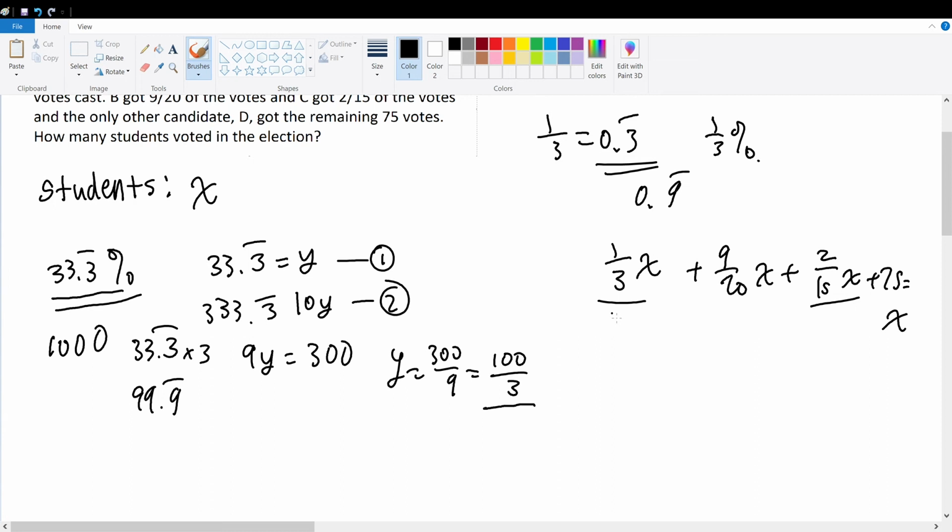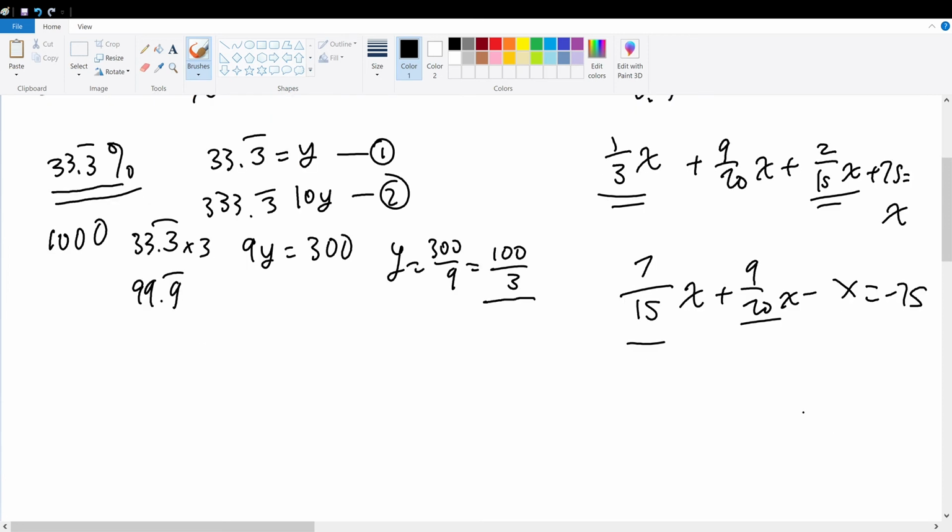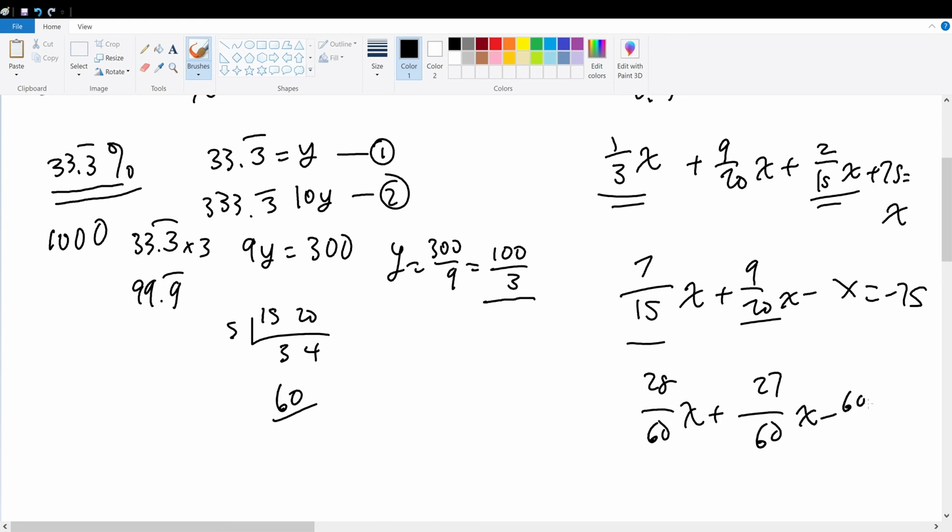So let's add this term and this term together first. We get a denominator of 15 and a 7 as our numerator, 7/15 x added to 9 over 20 x minus x should be equal to negative 75. So we can first add these two together, and we are going to do so by finding a least common multiple. For 15 and 20, put 5 here, 3, 4. So the least common multiple is 60. Hence, we multiply this by 4 on both sides. This gets 28 over 60 x added to 27 over 60 x minus 60 x over 60 should be equal to negative 75.